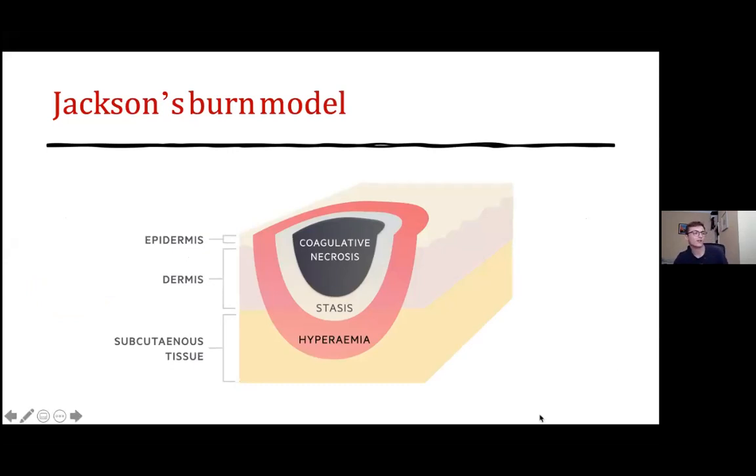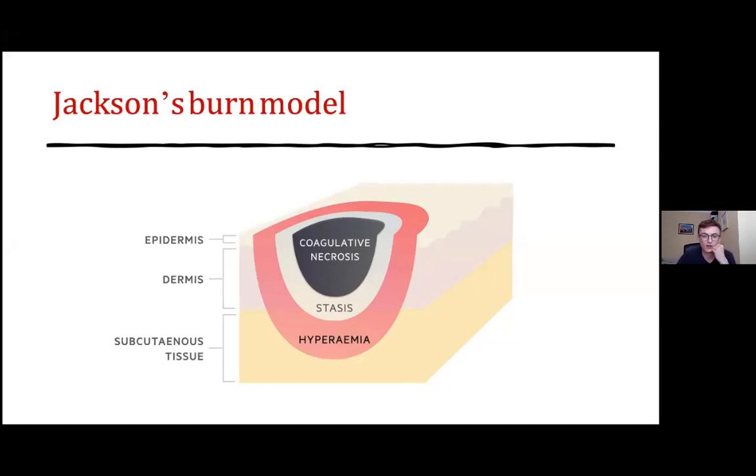Pardon me. And this is the Jackson's burn model. There are three main areas to a burn according to the Jackson's burn model. You've first got the middle bit here, which is in dark grey, the zone of coagulative necrosis. This is the area closest to the contact with the exposure, whether that be thermal, chemical, or whatever. In this area, proteins have coagulated and the damage is irreversible, so that tissue is dead and there's nothing you can do about it.